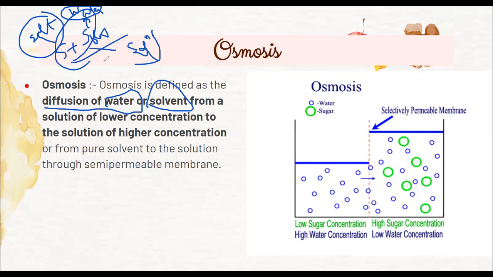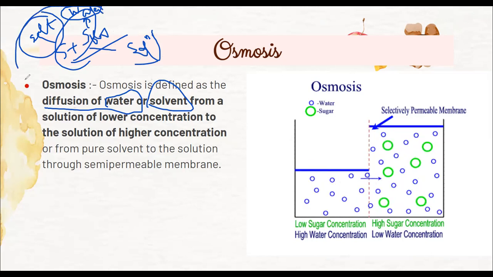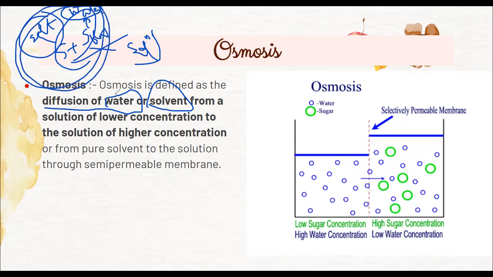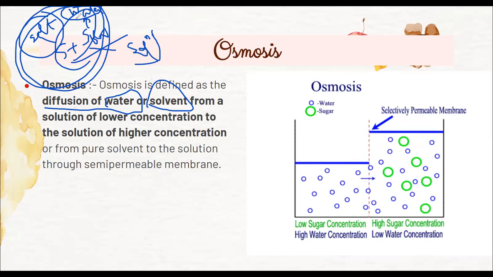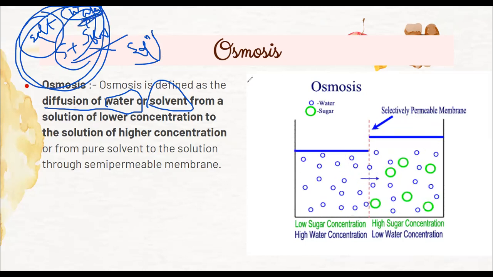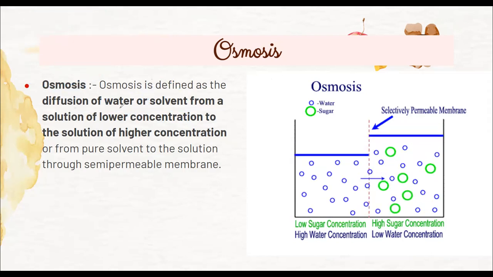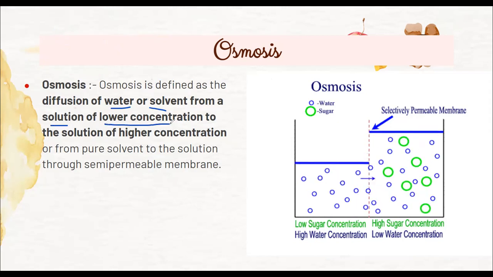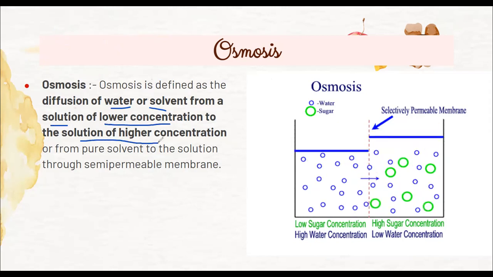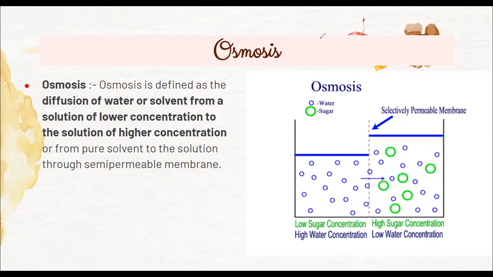When we talk about a pure solvent, it will be water, and then we talk about a solution. When the salt is dissolved in water, only the water will diffuse. So osmosis is diffusion of water or solvent from a solution of lower concentration to higher concentration. This is opposite to diffusion.